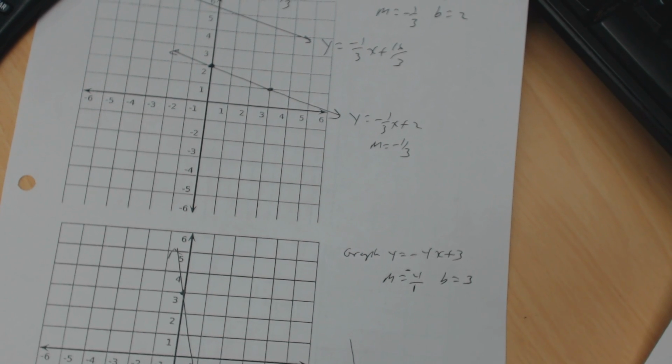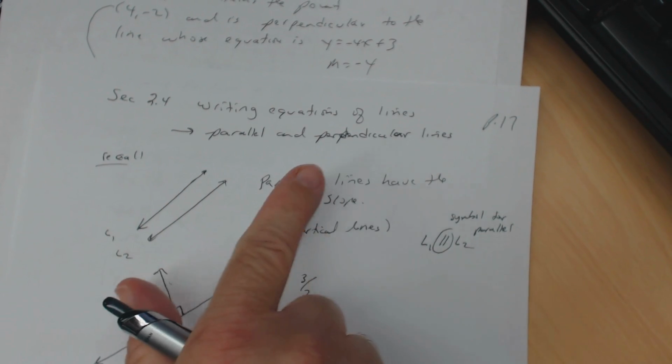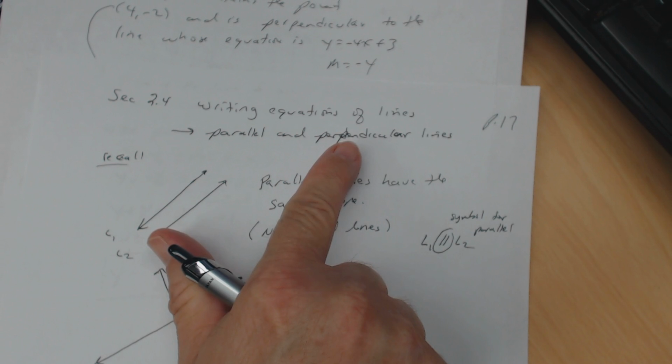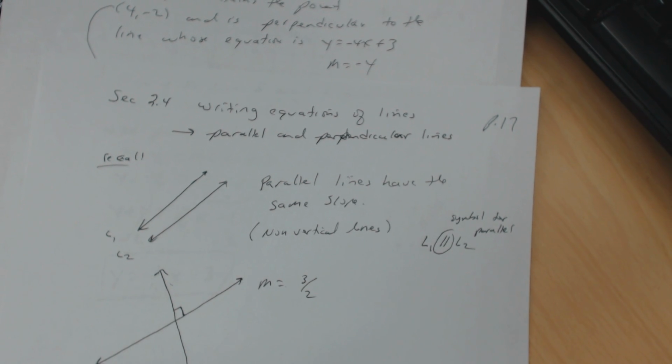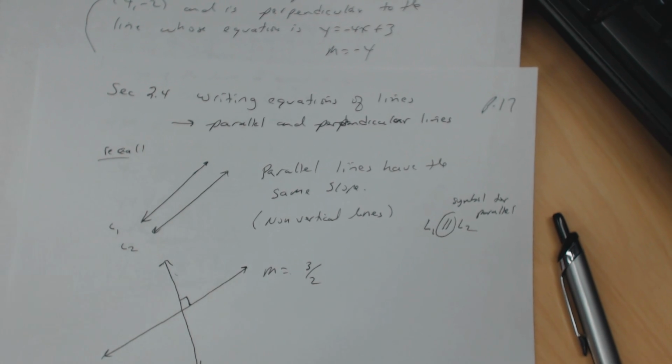All right, so that is how to find the equation of a line, given that it's parallel to another line or perpendicular to another line. And that's all you do. It's very similar to the other section, so you got to compare these two sections.